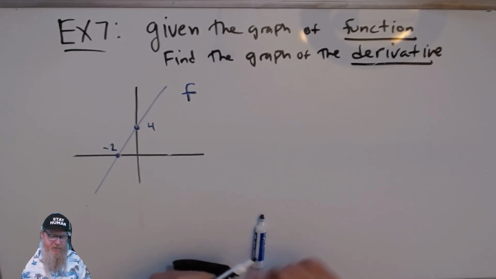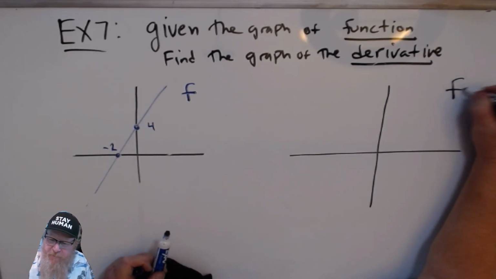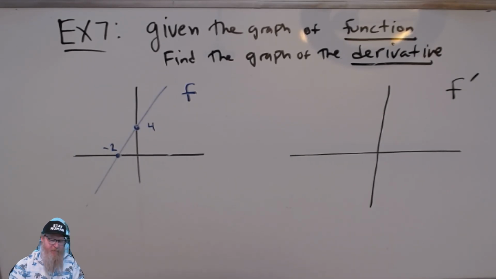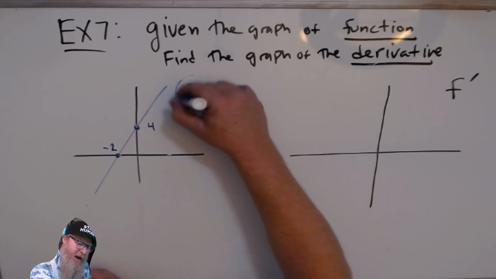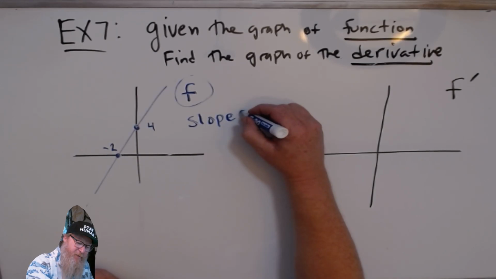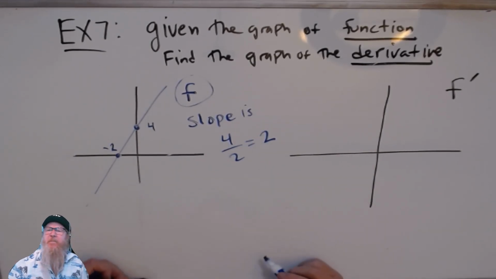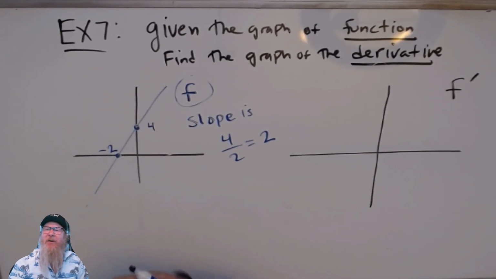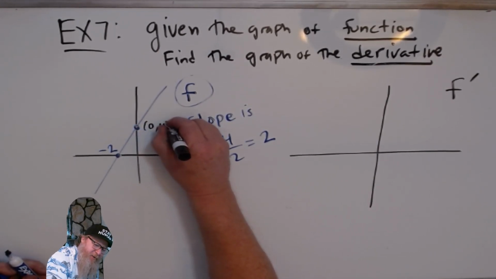Okay, so what's now the graph of the derivative? Call that f prime. Well, remember, the derivative is the slope of the tangent line, but this is a linear graph. The slope is 4 over 2, which is 2. Now you got to be careful. This is a negative 2, but the slope, I feel silly doing this, but I'm going to go ahead and do it anyway.